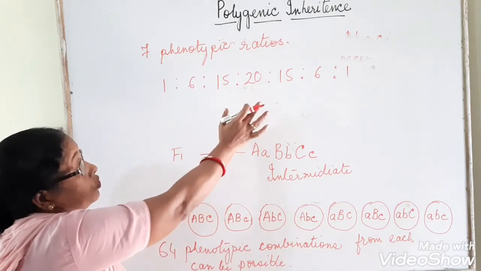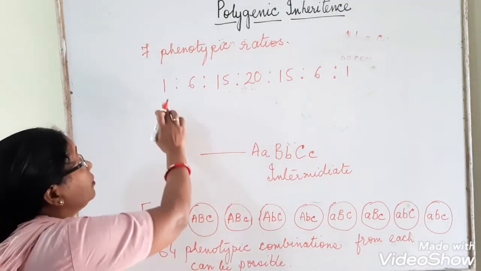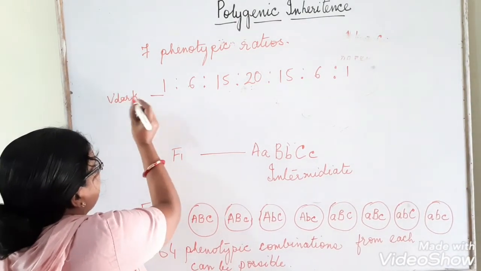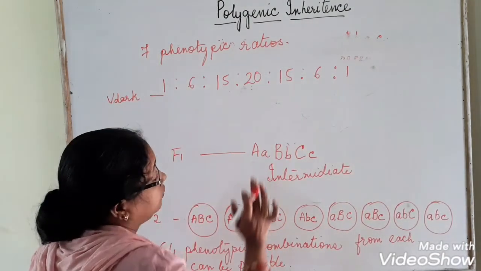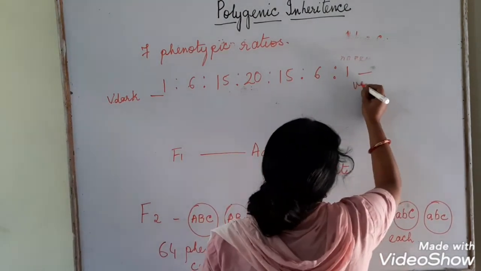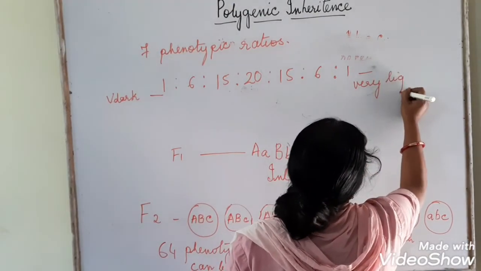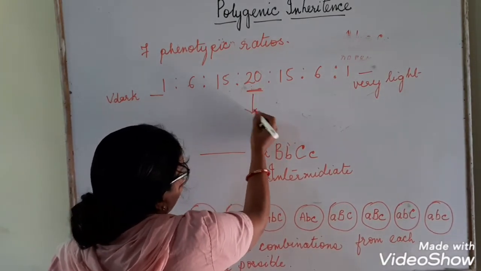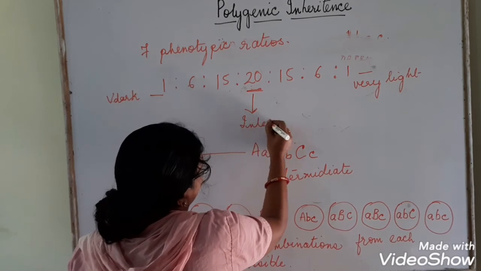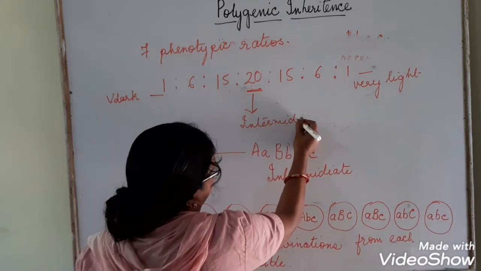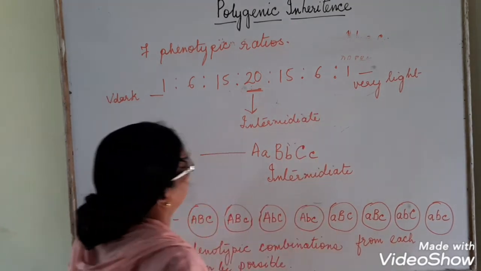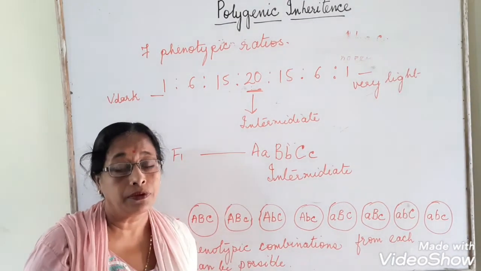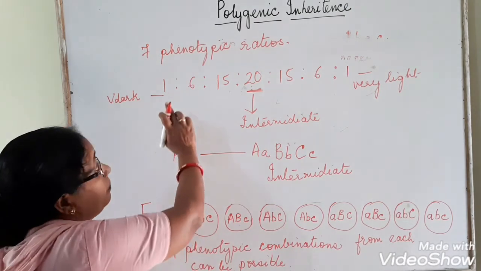You see this makes a palindrome. Now you see this ratio, this is very dark. Extreme. You can see the 2 points are at the extreme, and this is very light. This one, 20, it is intermediate. So it makes a bell. When you draw a graph, it will make a bell shape. The curve will be bell shaped.